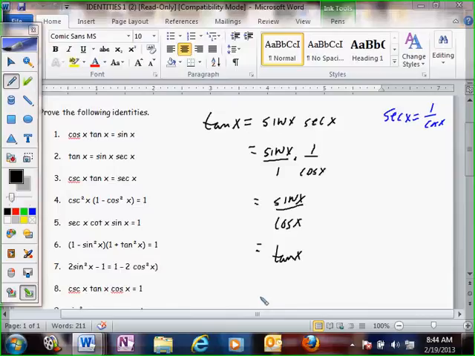Using the quotient property, and on your note card it would be number 4. And so I have tangent x is equal to tangent x, and I have successfully proven that tangent x is equal to sine x times secant x. Let's look at one that is a little bit more complicated.